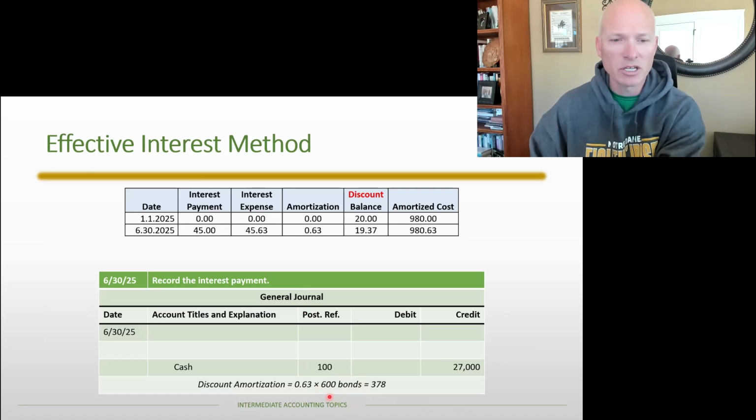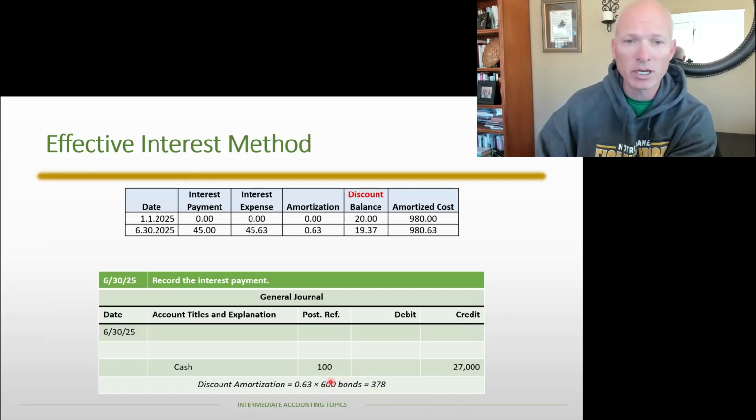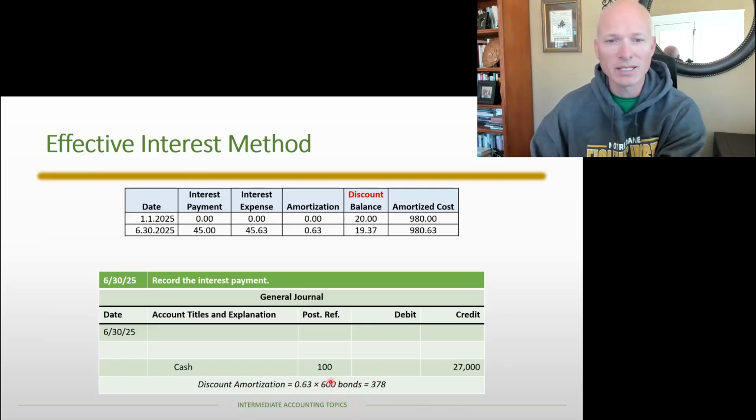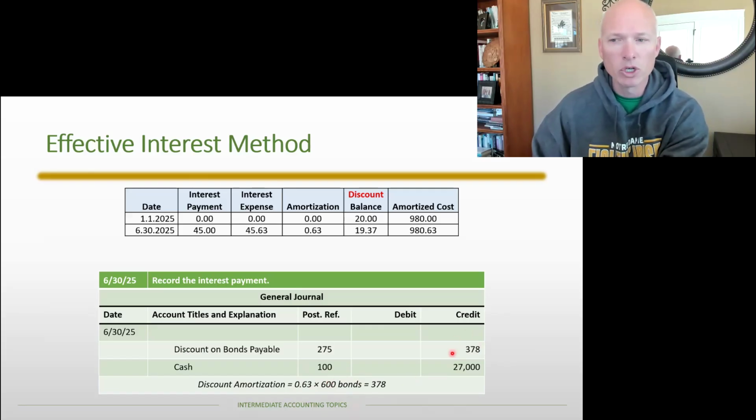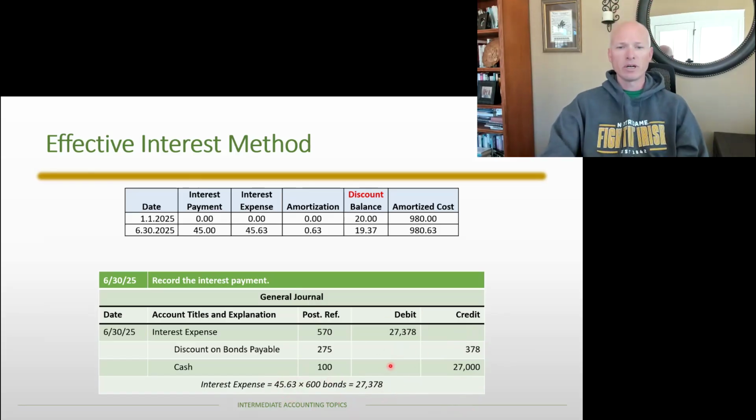And the amortization of the discount, just to be clear, the discount balance, again, it is a contra liability, which means it has a debit balance. And so to amortize that, we would credit that account, $378. And then finally, the interest expense is the $45.63 per bond times 600 bonds for a total of $27,378. So that is our journal entries.